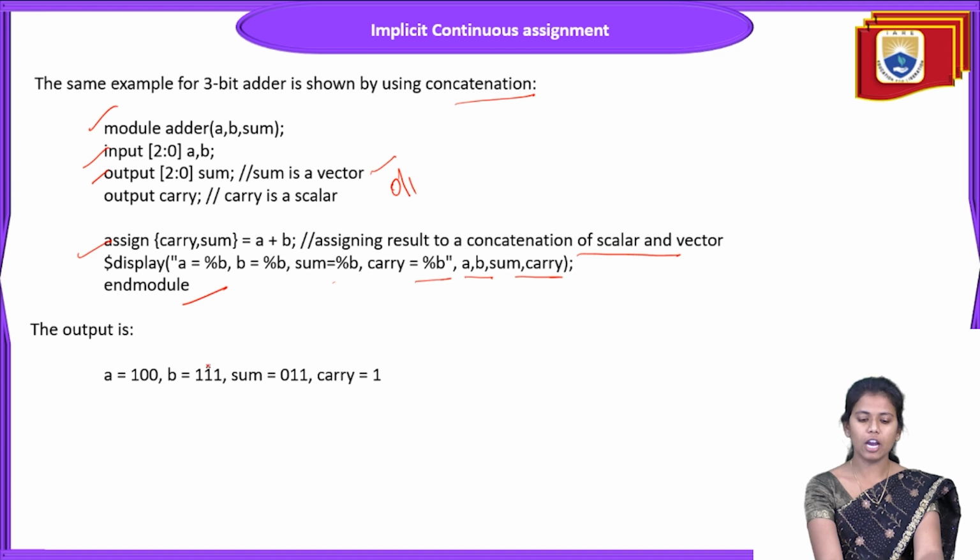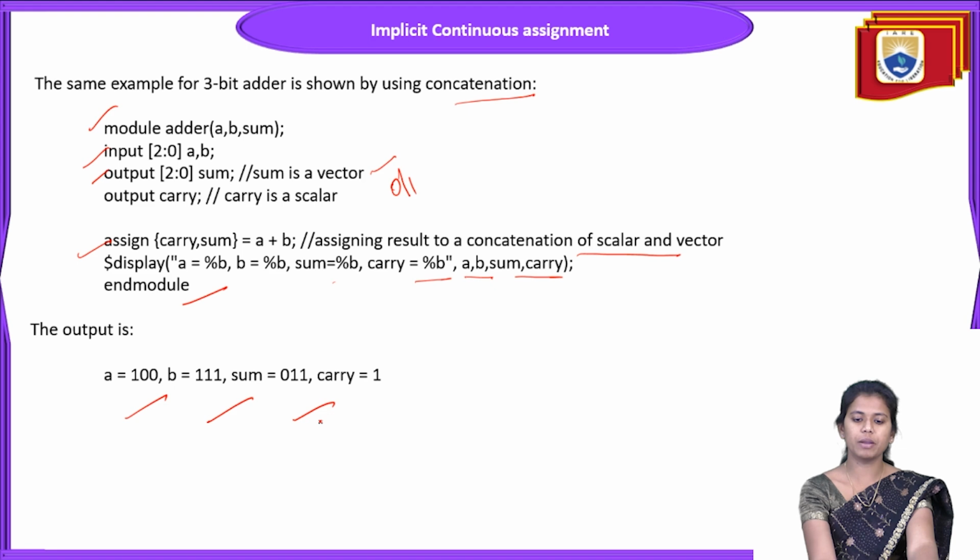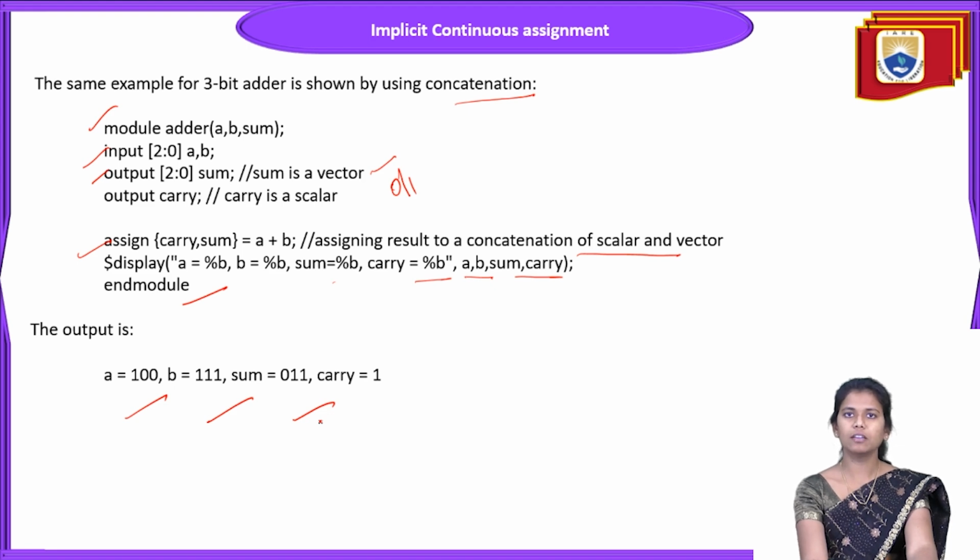So here the output is observed like this. From this example, I can say that concatenation is possible for both vector as well as scalar nets.